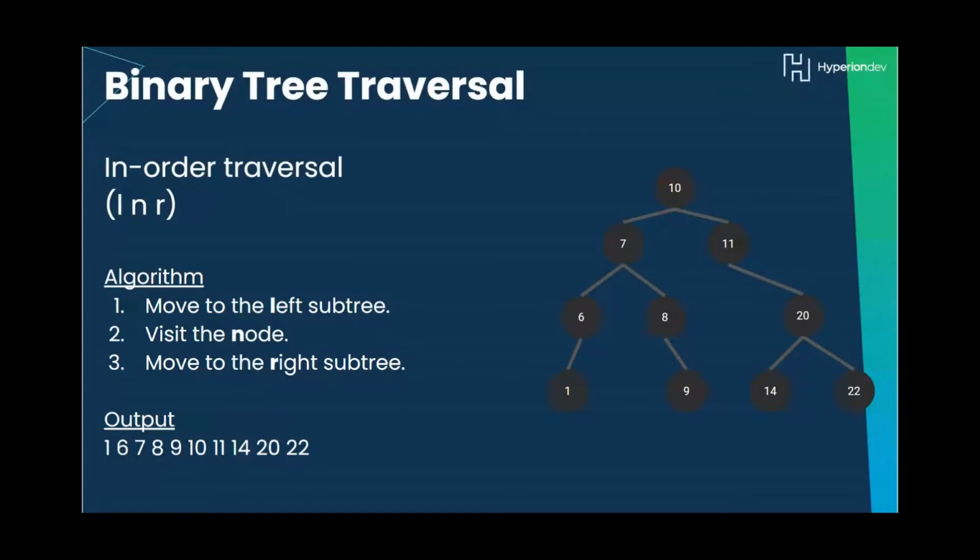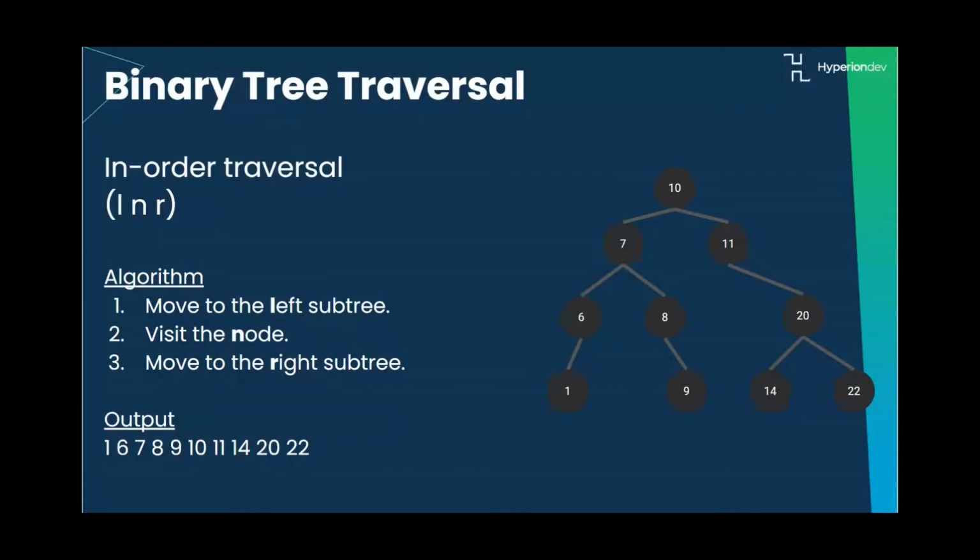Each node in this tree would have L, N, and R. So we will start at 10 and then go through all of those steps. Going from 10, we would then need to go left. So now we're at 7. Next, we have to go left again, since that is the first step. And now we're at 6.